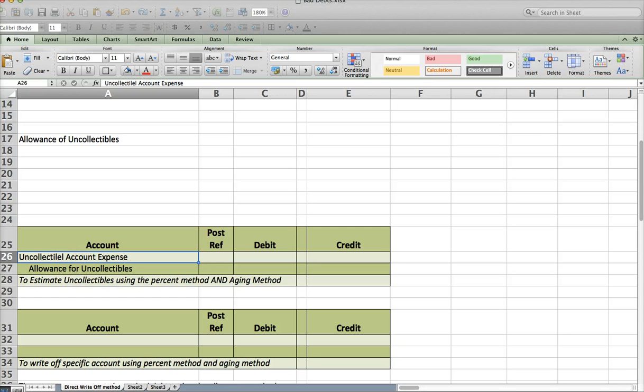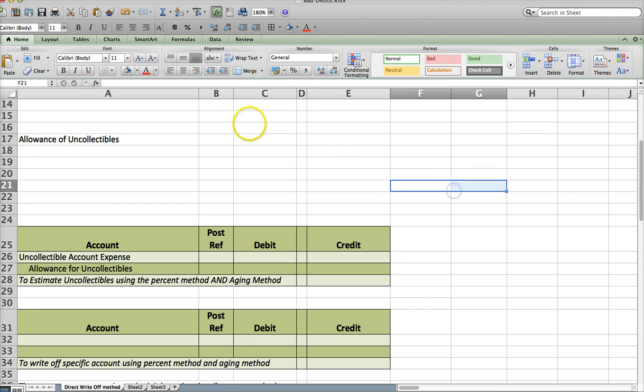So the first one is going to be when you estimate it at the beginning of the period. You'll do your expense. It'll either be called bad debt expense or uncollectible account expense, and you'll credit allowance for uncollectibles. Let's talk about the allowance for uncollectible accounts. The allowance for uncollectible accounts is going to be a contra account. It's going to reduce your accounts receivable. So if you have an accounts receivable of, let's say, $15,000.